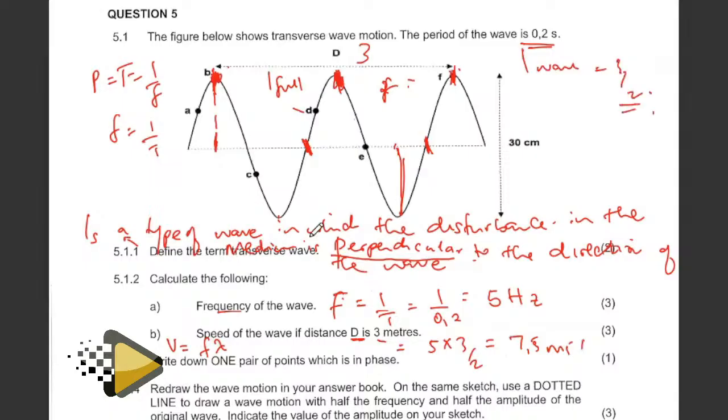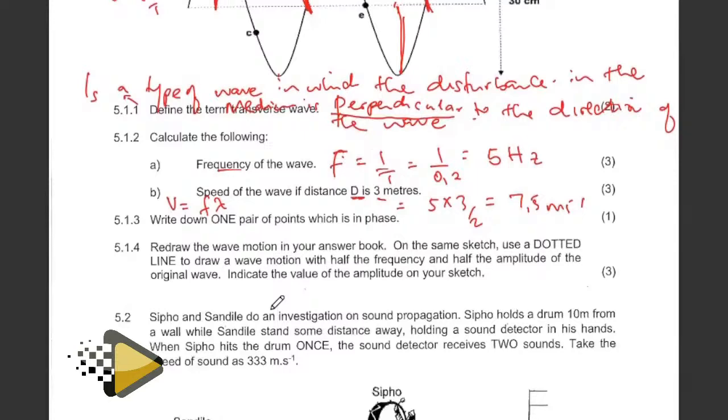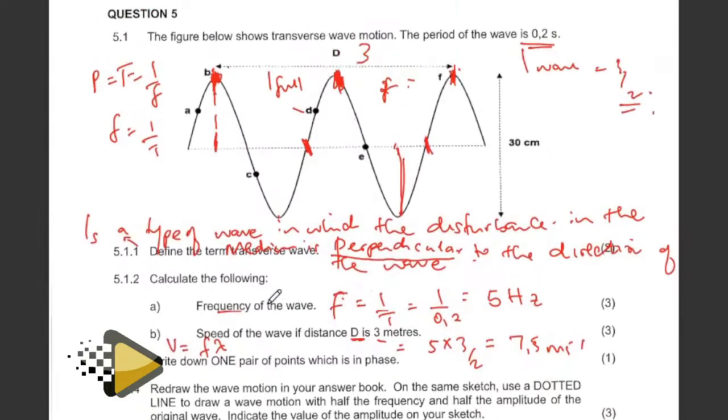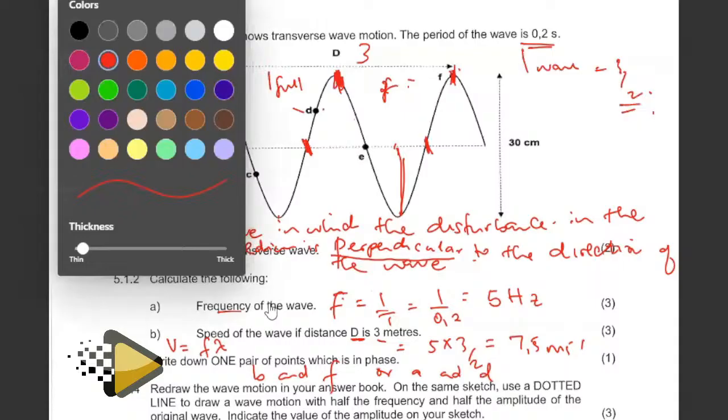Yeah, which makes sense. Then 5.1.3, which one? Just write down one pair of points that are in phase. So we can say that A and D are in phase, okay? But also B and F, just one. I can say B and F or A and D. Those ones are in phase.